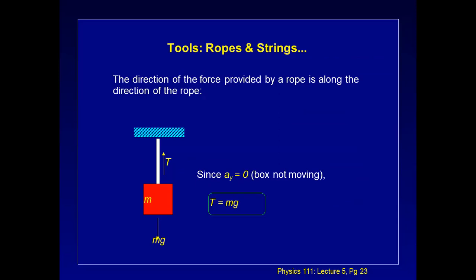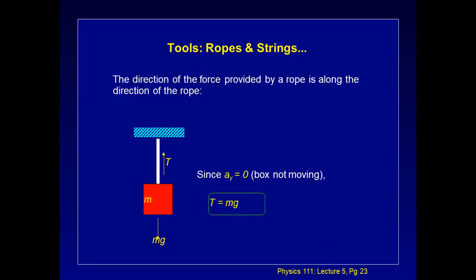Okay, we have your block here with mass m, so the weight is equal to mg. Okay, your tension now is acting opposite to the weight of the block. Okay, that is to balance the forces. Since ay is equal to 0, the box is not moving. Okay, it's in a stationary mode. Your tension now is equal to the weight of the box, or mass times gravity.